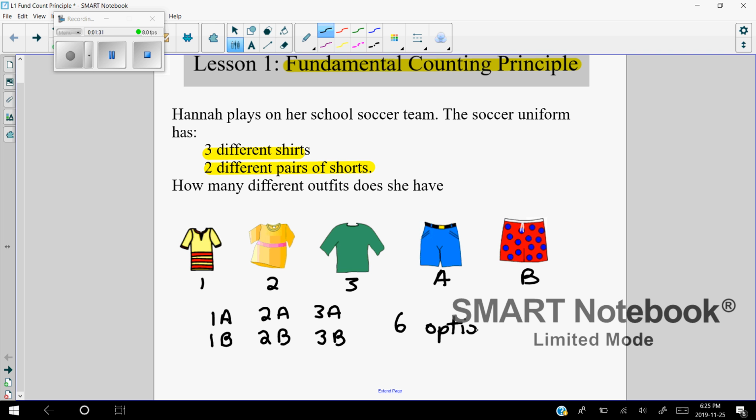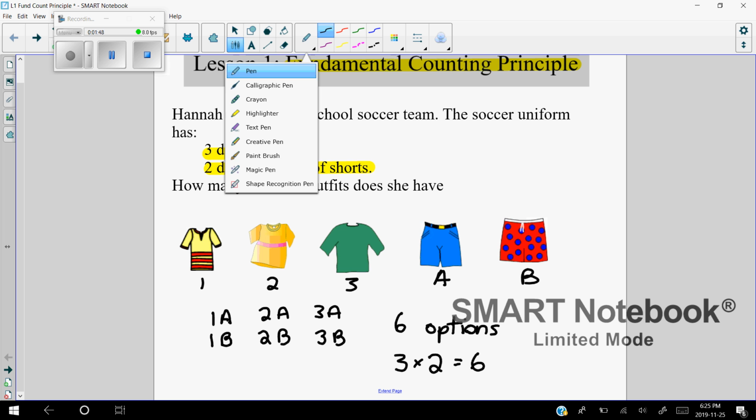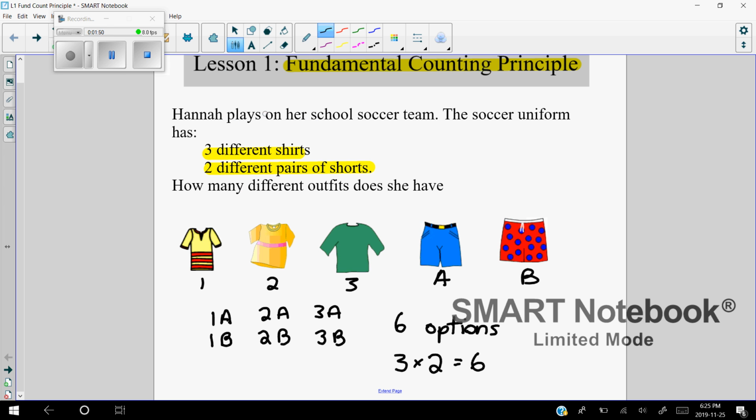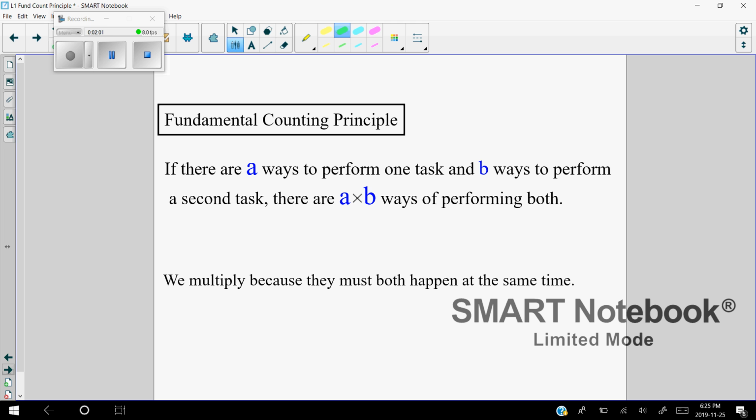So this is called fundamental counting principle because in this example, there are 3 different shirts and 2 different pairs of shorts. So we can actually get the same answer by taking 3 and multiplying it by 2 to get 6. So you multiply the number 3 by 2 in order to get 6. So that's called the fundamental counting principle, and it is explained to you on the next page of your notes.